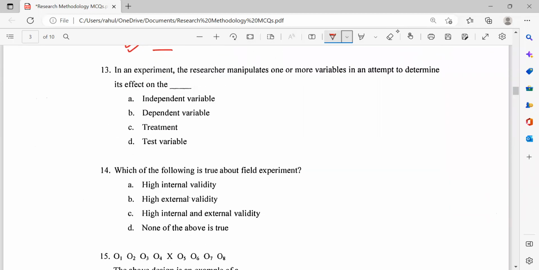Question number 13. In an experiment, the researcher manipulates one or more variables in an attempt to determine its effect on. The answer would be dependent variable. In an experiment, the researcher manipulates one or more variables in an attempt to determine dependent variable. Option B is the correct answer.